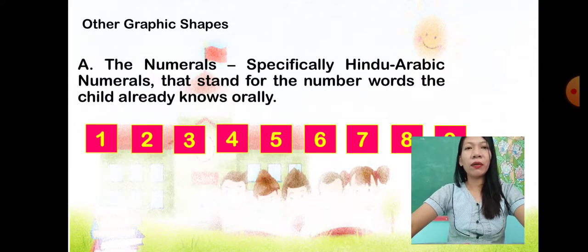So we have the other graphic shapes. Letter A is the numerals, specifically, in Hindu-Arabic numerals, which stand for the number words that the child already knows orally. So we have the numbers 1, 2, 3, 4, 5, 6, 7, 8, 9, and 0.